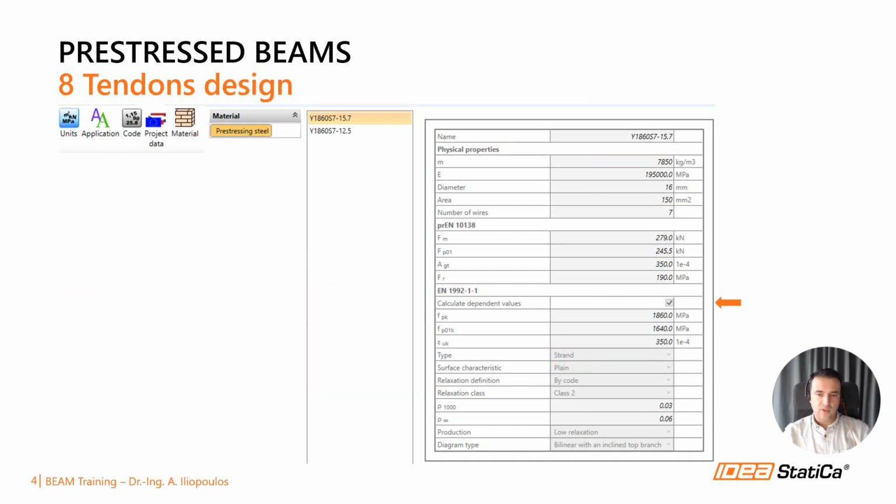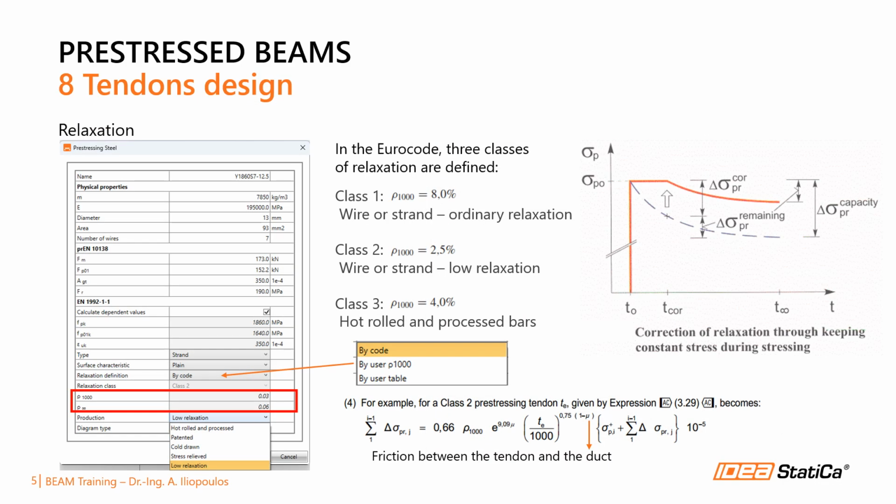If we click on Material, it's possible to adjust the mechanical properties of the material, which can be useful, for instance, when dealing with an older structure. One of the properties defined here is also the relaxation class. So let's now talk about the relaxation.